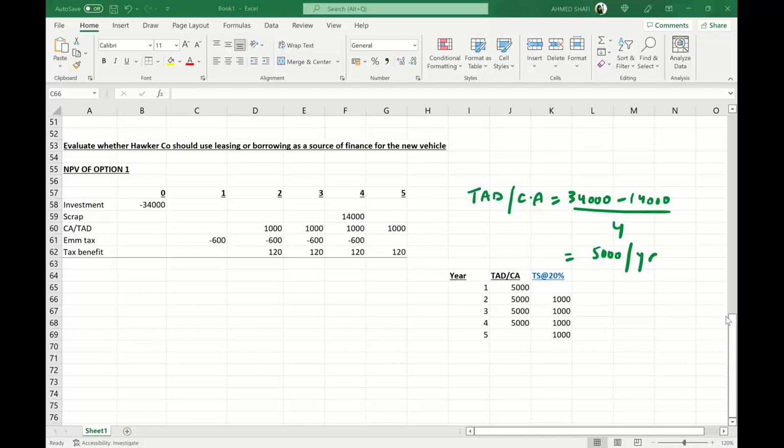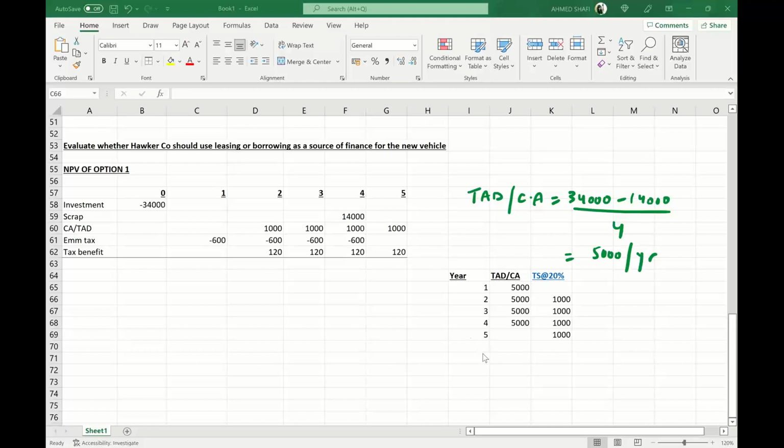Shaban, it's depreciation, straight line basis. So straight line basis formula for each year depreciation is cost less scrap value over life. So cost was 34,000 less scrap value 14,000 over life, 4 years. So it's 5,000 each year. So 5,000, 5,000, 5,000, 5,000 is the tax benefit.